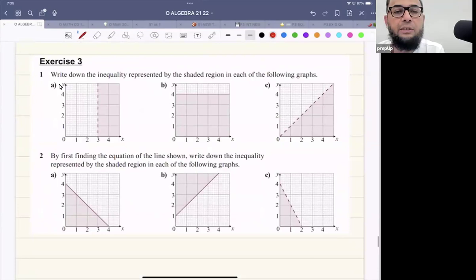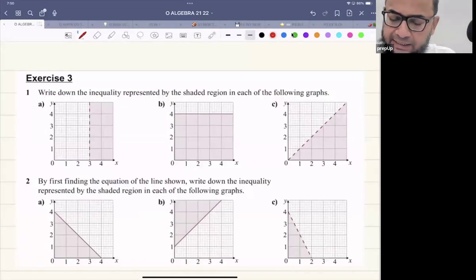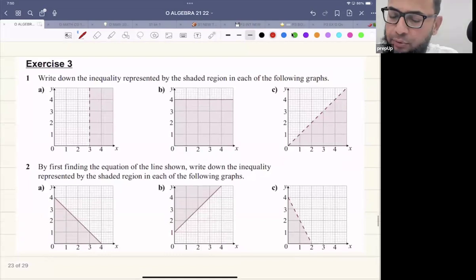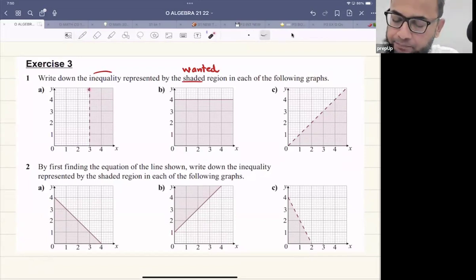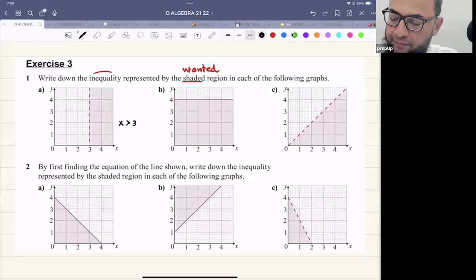And I would like you people to try out this particular question that you see on the screen. So now let's look at this exercise 3 questions. It says write down the inequality represented by the shaded region. So the shaded region is the wanted region. We have a solid line that's right over here. This line is a vertical line. It's of the format x is equals to 3. The wanted region is to the right. The answer is x is greater than 3.